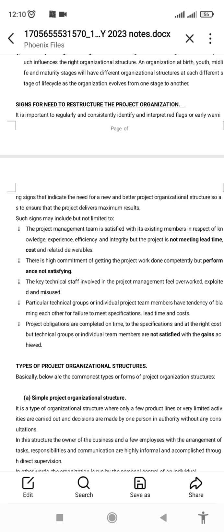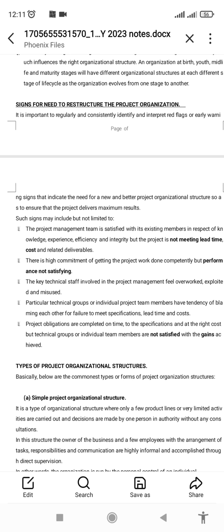Then after execution, monitoring and control, whereby the project manager ensures that the project is on track and meets all objectives. Then lastly, closure, the last stage, whereby the team completes all the remaining tasks and activities to bring a project to a successful conclusion. So those are the 5 stages: initiation, planning, execution, monitoring and control, then lastly closure.